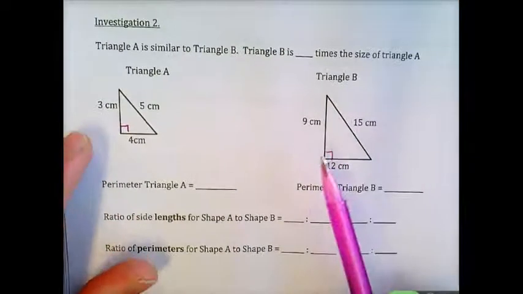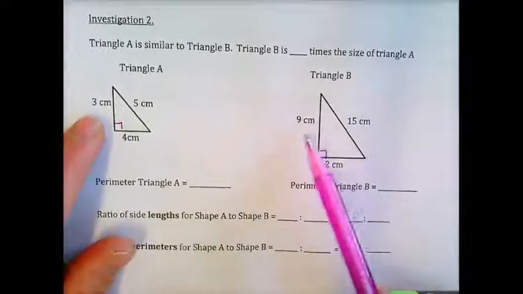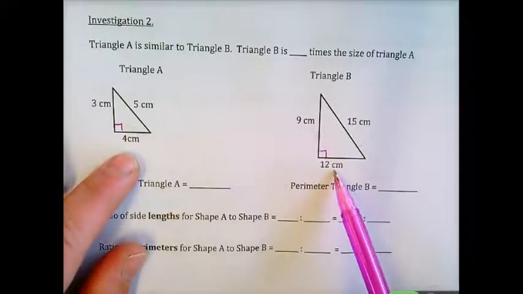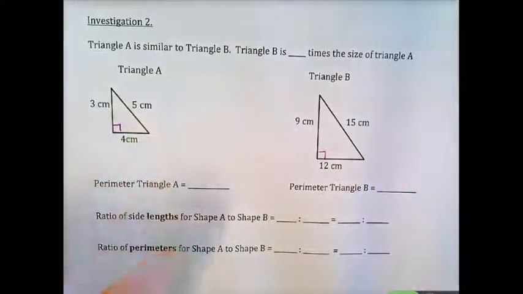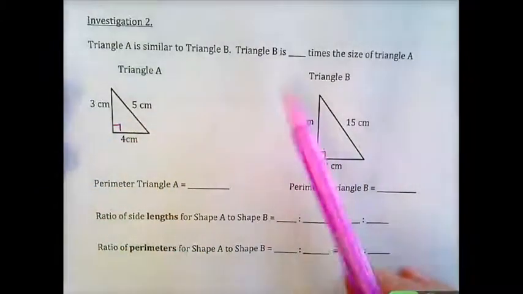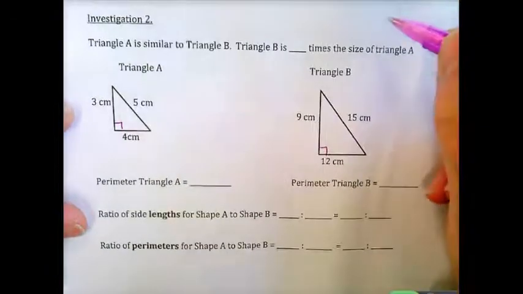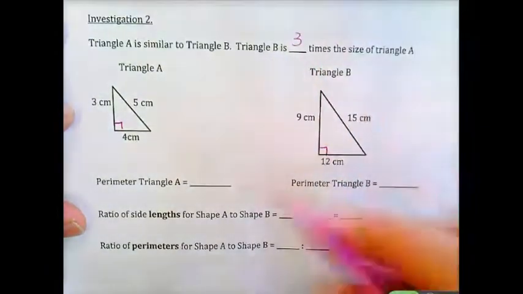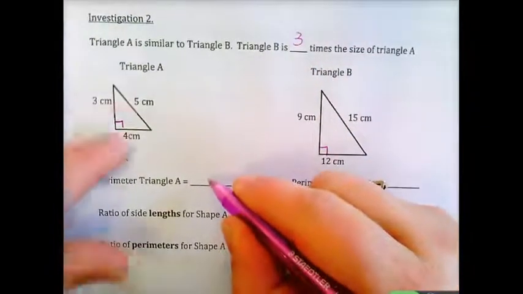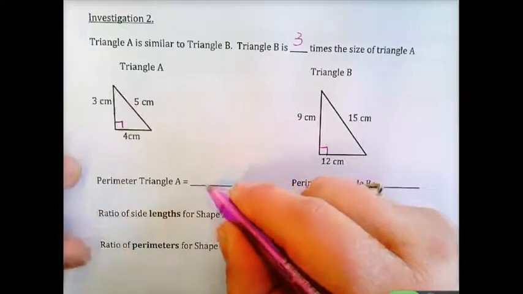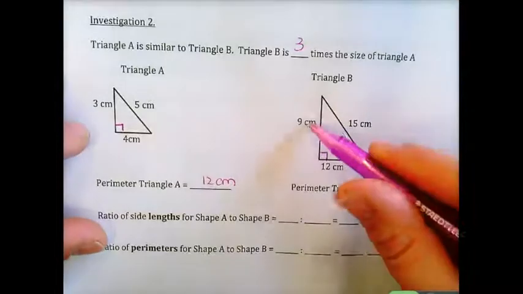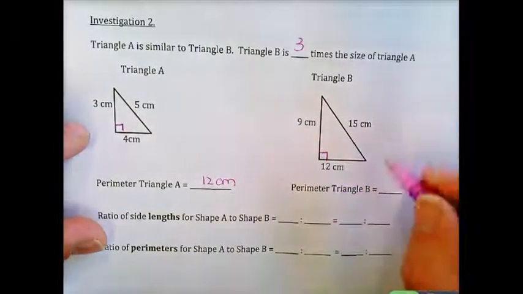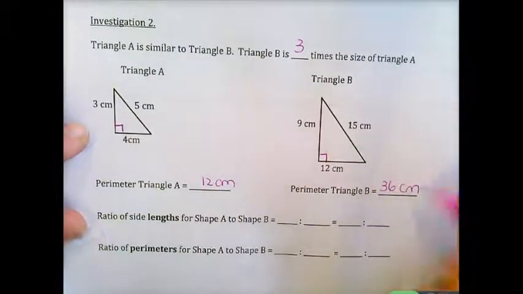Did I double them, triple them? Okay, so 3's become 9. 4 has become enlarged to 12, and 5 has become enlarged to 15. Triangle A is similar to triangle B. Triangle B is how many times? 3. 3 times the size. What's the perimeter of triangle A? 12. Yeah, it's 12. And what's the perimeter of triangle B? 21 and 15, 36 centimetres.